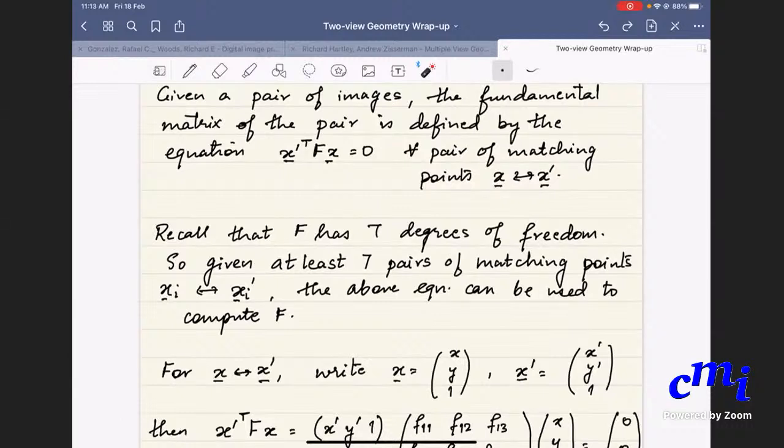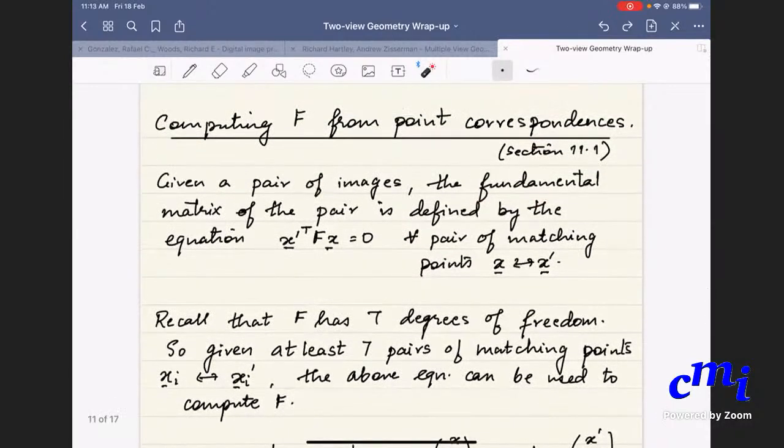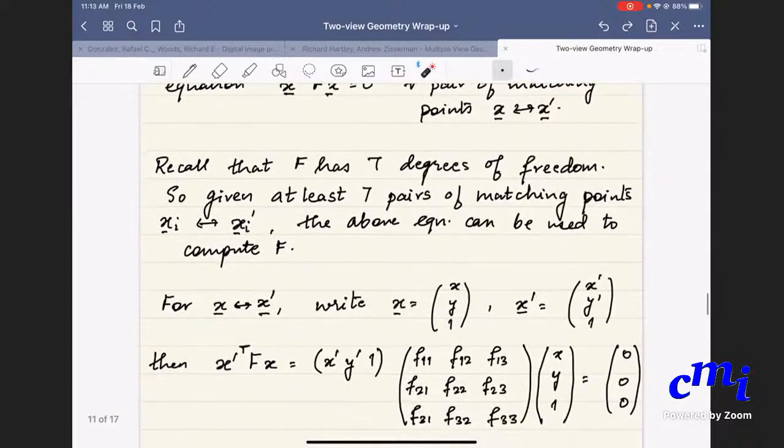You should recall that the fundamental matrix has 7 degrees of freedom. This is something we discussed in the previous lecture, which means it requires at least 7 pairs of matching points. So if there are at least 7 pairs of matching points given to us, then theoretically it should be possible to derive this fundamental matrix, right? So we'll see how to do that.